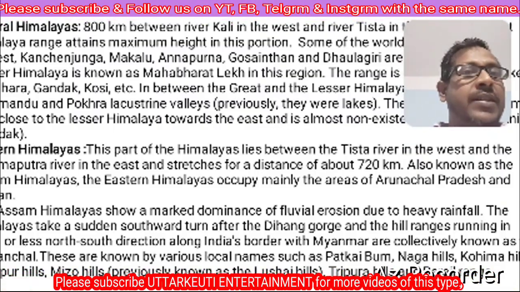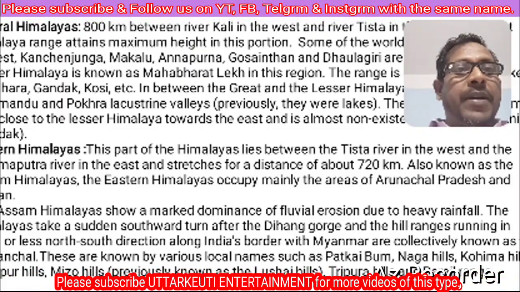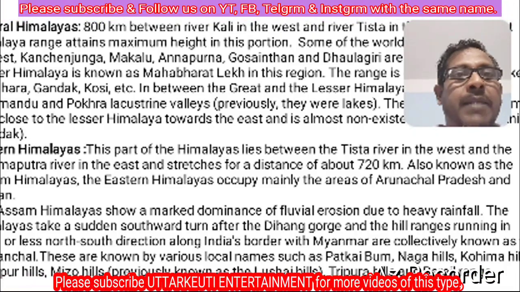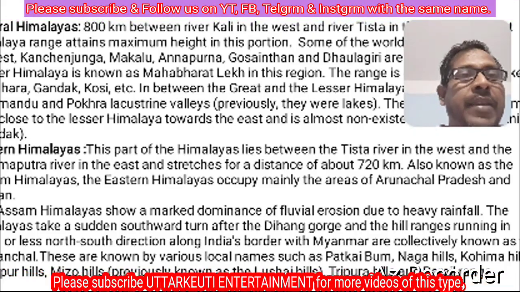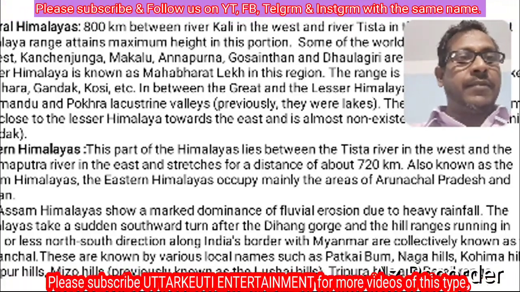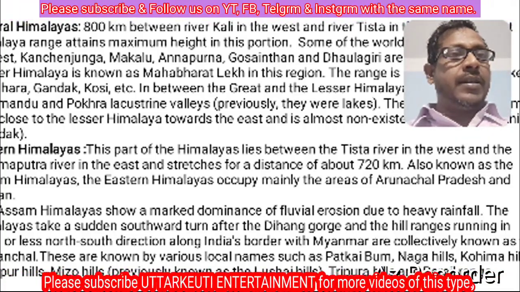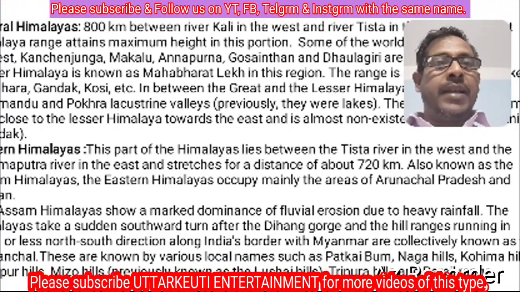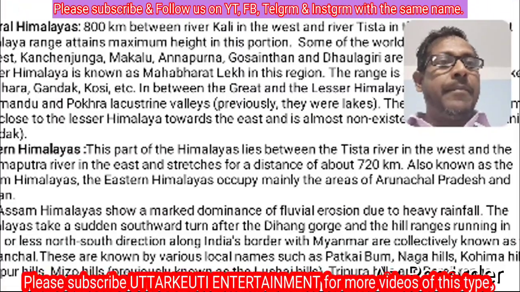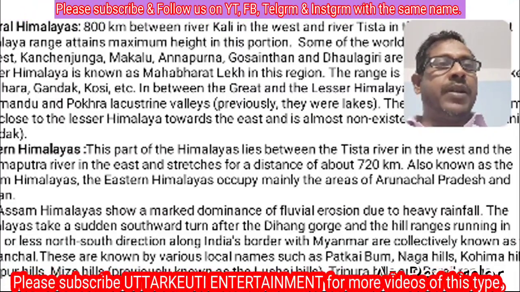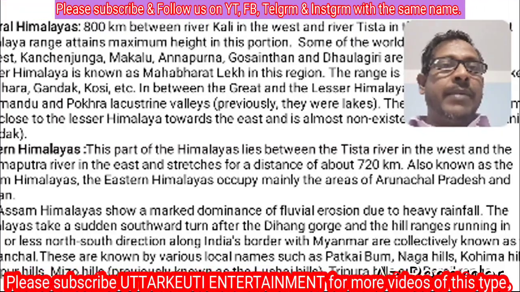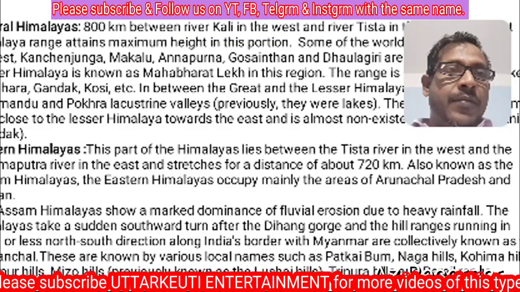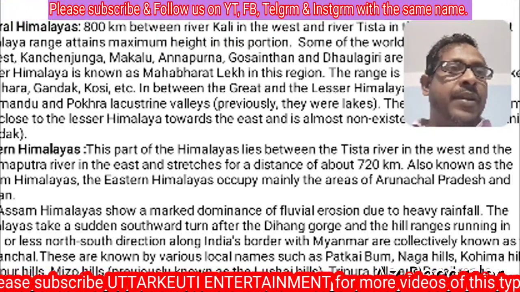Now move on to Eastern Himalayas. The part of the Himalayas that lies between the Tista River in the west and the Brahmaputra River in the east and stretches for a distance of about 720 kilometers is also known as the Assam Himalaya. The Eastern Himalayas occupy mainly the areas of Arunachal Pradesh and Bhutan. The Assam Himalayas show a marked dominance of fluvial erosion due to heavy rainfall.